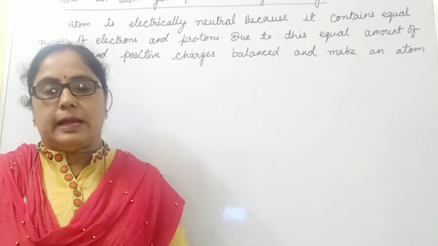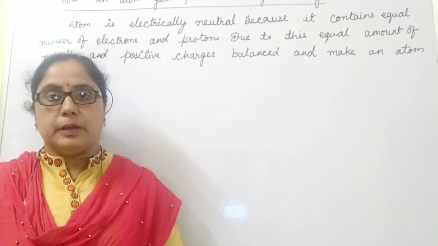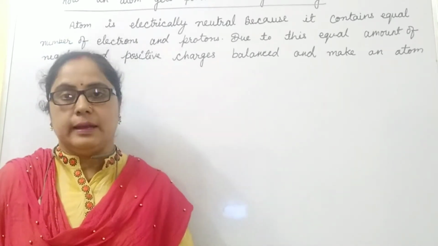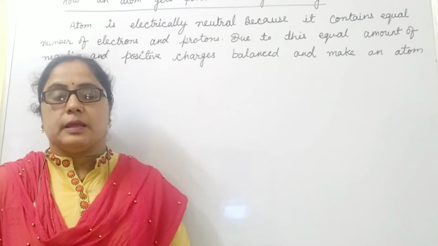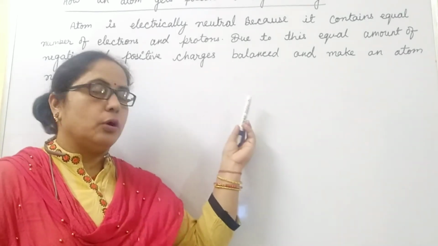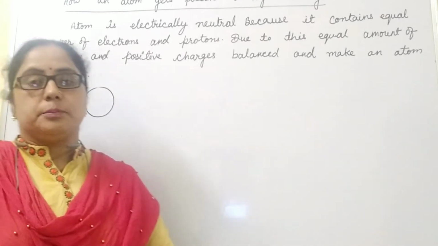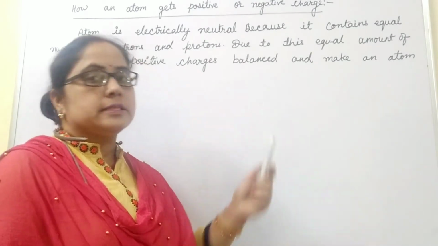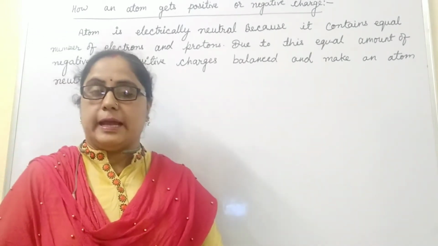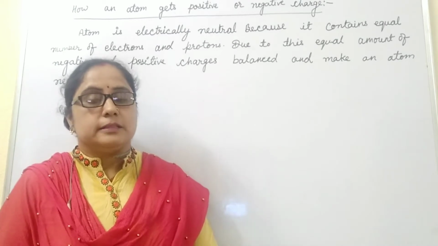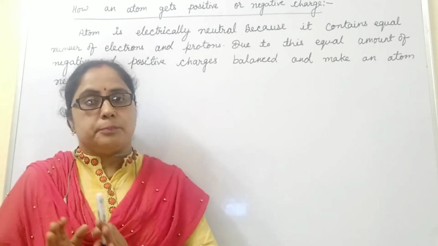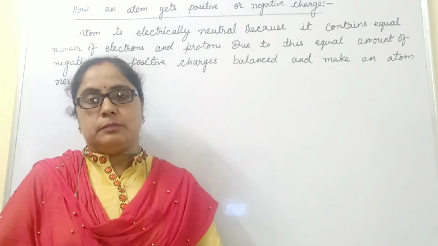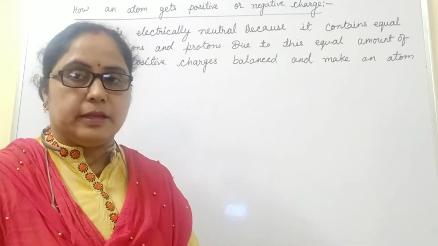We know that an atom is electrically neutral. It means there is no charge, positive or negative, present on an atom. This is because in an atom, the number of electrons and the number of protons are equal. Electrons carry negative charge while protons carry positive charge. So these two amounts of charge are present in equal amount and they balance and make the atom neutral. With the help of an example, we can understand it.